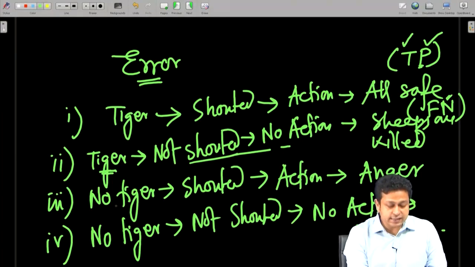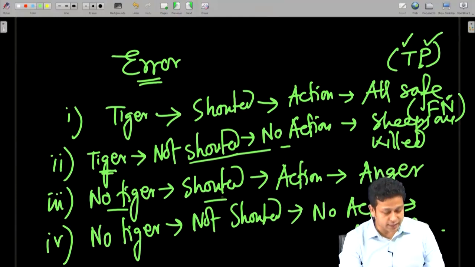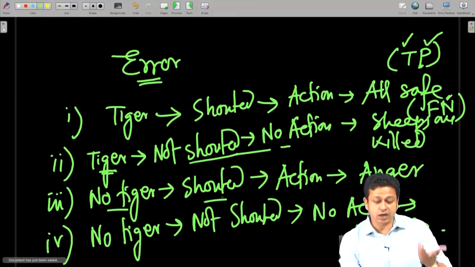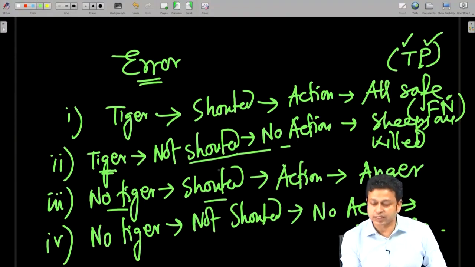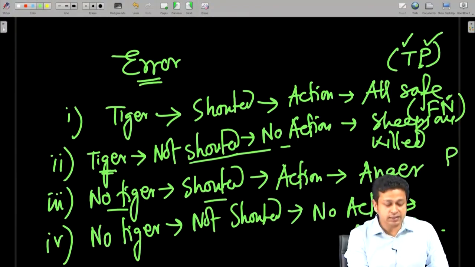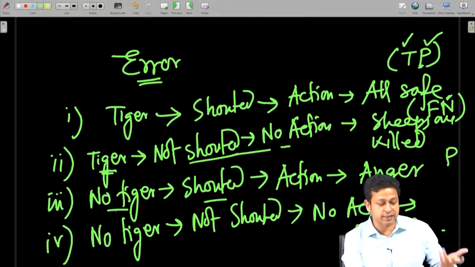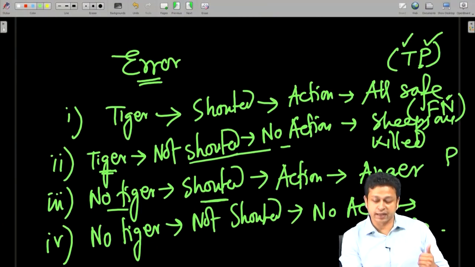Whereas, in this case, there was no tiger, and yet the boy shouted. So, action is taken, the action is positive, but there is no tiger. Again, it is a false premise. The premise here is that he shouted. The ideal situation should have been that there is a tiger, but there is no tiger. So, the premise is false. So, we call it false positive.